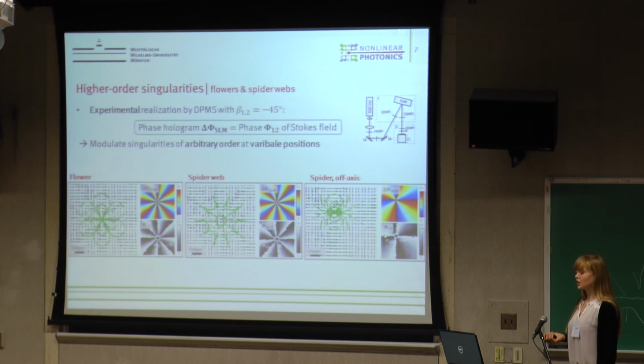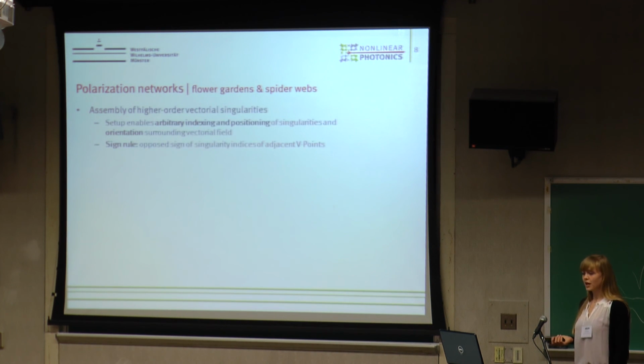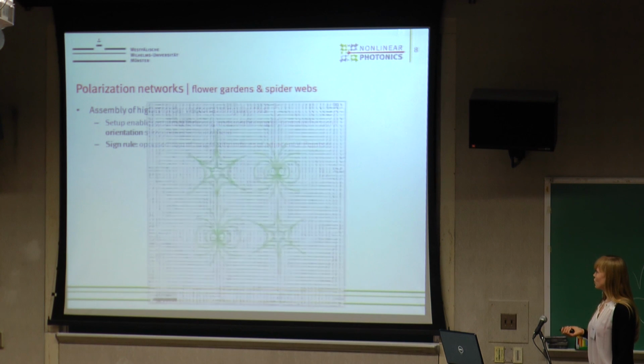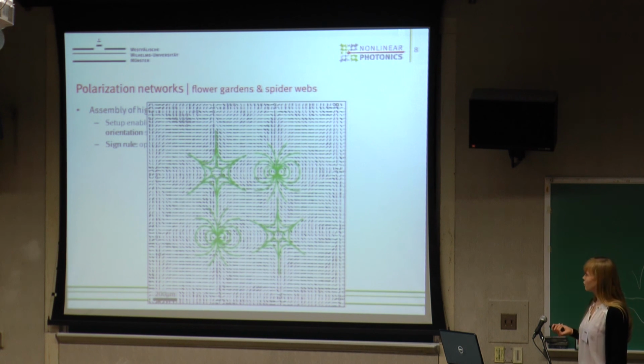And because of this, we can also generate complete polarization networks. So we can choose to have an assembly of higher order vectorial singularities. We just need to take care of our sign rule. This means if we have more than one singularity in the transverse plane, neighboring singularities need to have different signs of their index. So this is an experimental example of what we measured.